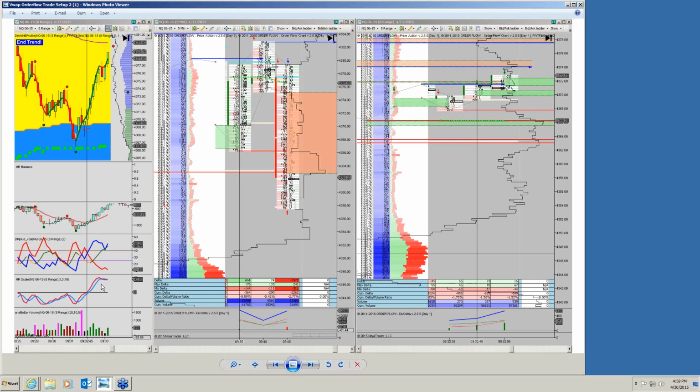I have other confirmations on my VWAP chart that I used, which also indicate a positive trend. So the first contract was taken off at the pullback, and then the second contract went to the point of control.